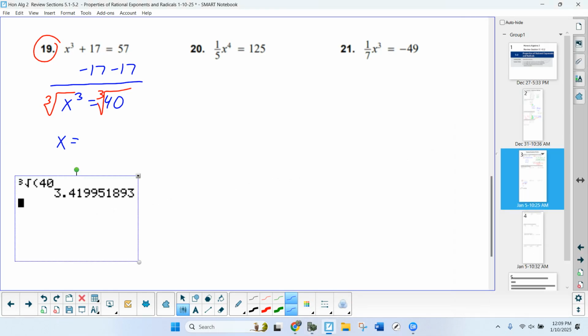3.42. Good. Do I need a plus or minus? No, not on an odd root. Very good. All right, do 20.